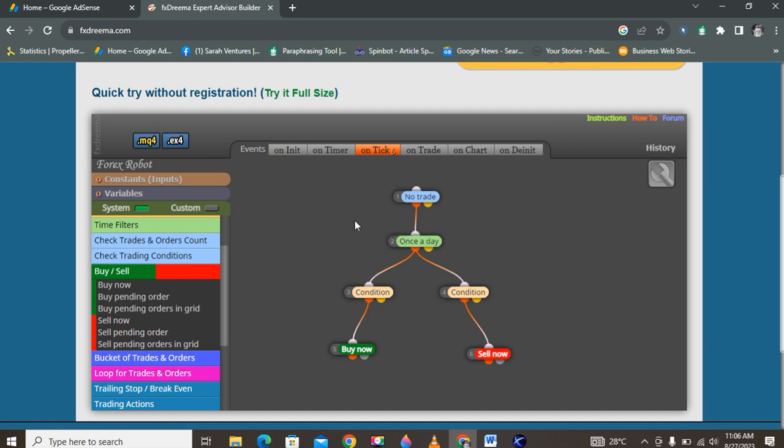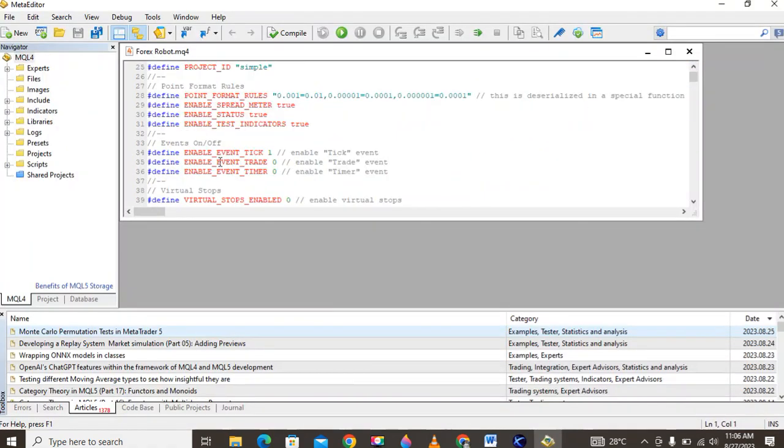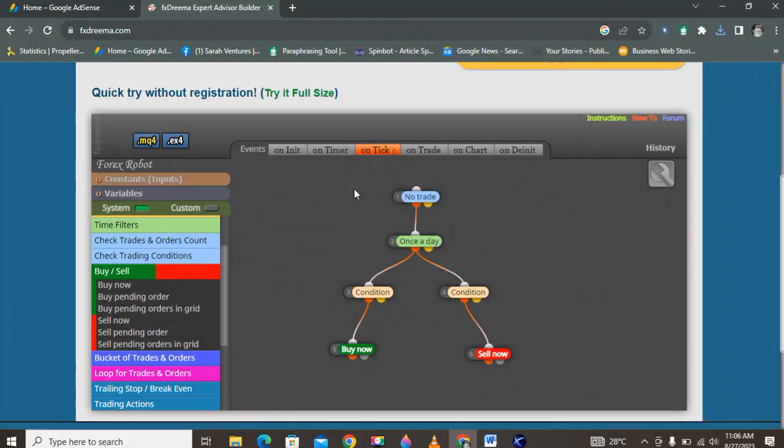Now, next thing we need to do is to download our Forex robot. Take note, we're using this Forex robot on MetaTrader 4. So we download MQ4, which is MetaTrader 4. We download the file. Good. We have successfully downloaded our Forex robot for MetaTrader 4. This is how it looks like. So guys, this is how we create Forex robots.